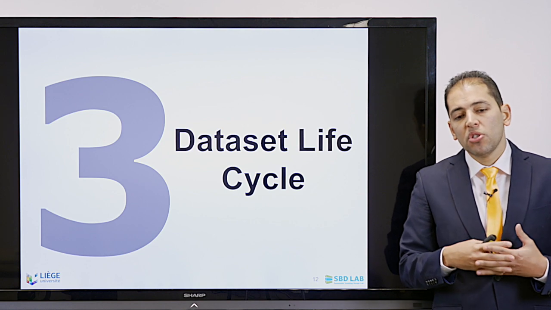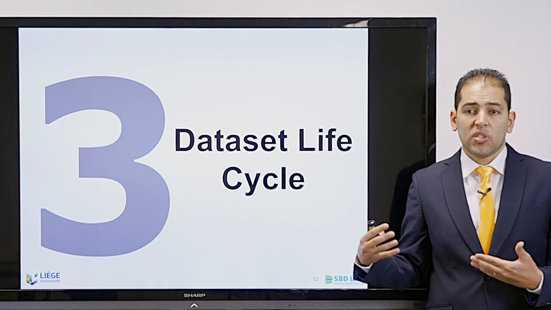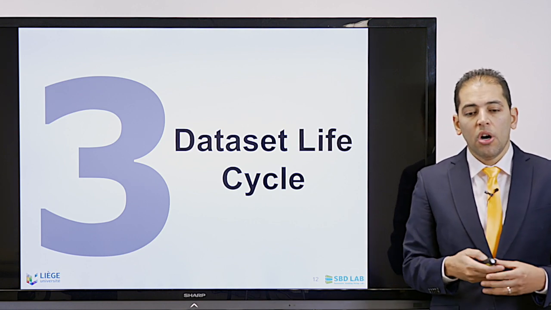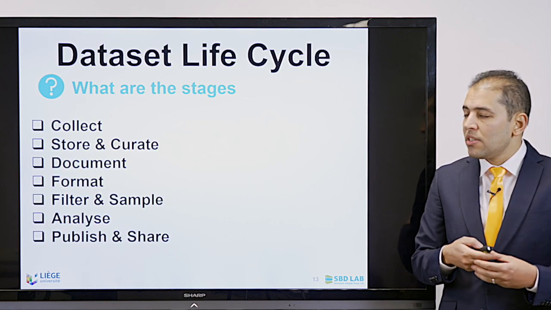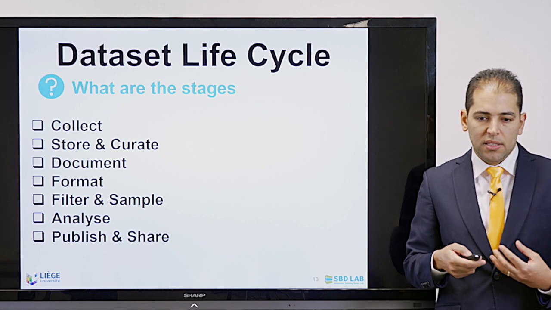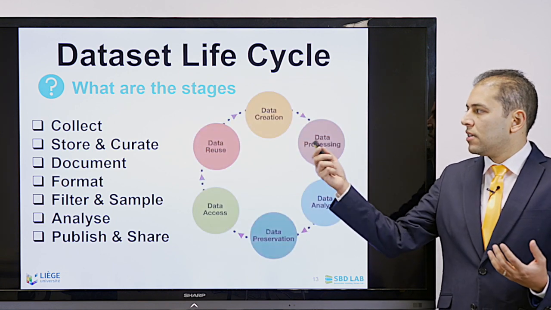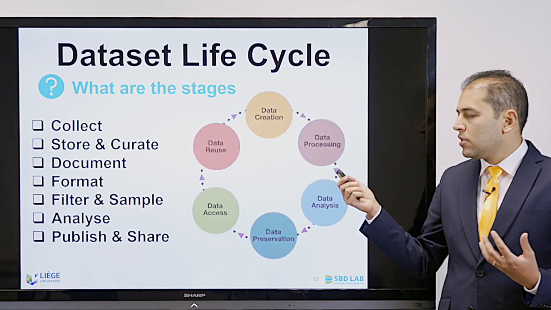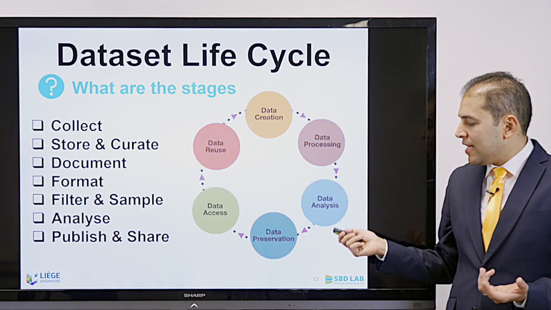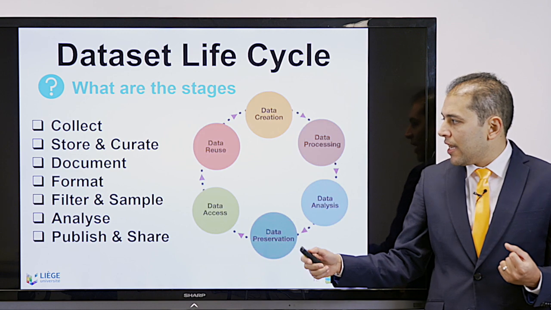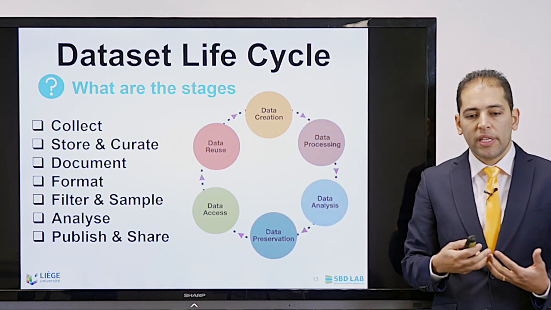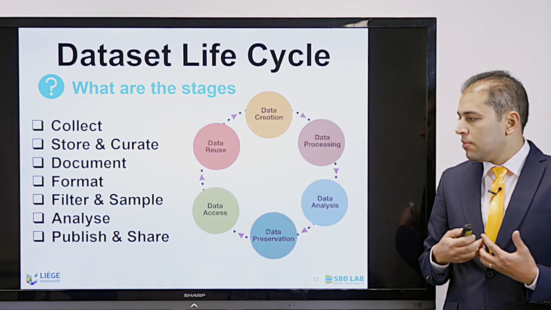Now let's move to the third part, which is the data set lifecycle. What is the life cycle of a data set? We need to take into account that there are different stages for any data set. It normally starts with data collection or data creation, then you start to process the data, data analysis, followed by data preservation, then data access, and finally allowing for data reuse. So these are the main steps.